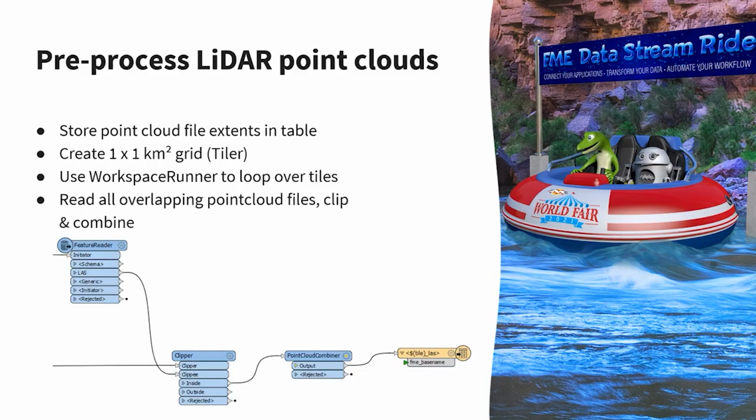This is the standard point cloud format. To be able to do this, we must create a 1x1 square kilometer grid using the tiler transformer, and we looped over each tile using a workspace runner.